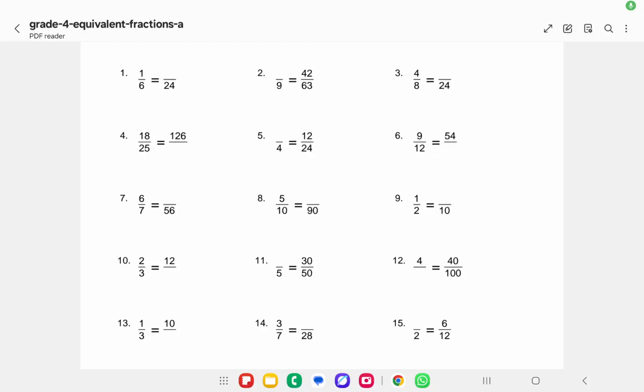Grade 4 equivalent fractions. With equivalent fractions, you are given a missing number, and you have to find that missing number by either multiplying or dividing.